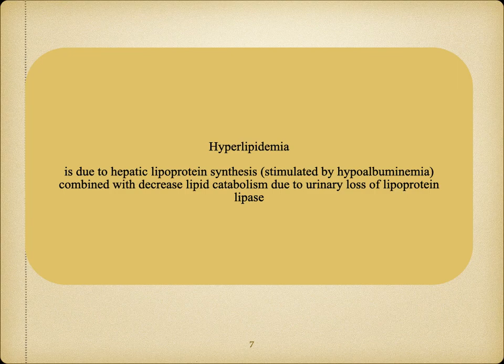Hyperlipidemia. There are several alterations in the lipid profile in children with nephrotic syndrome. For example, there will be an increase in cholesterol, triglyceride, low-density lipoprotein, and very low-density lipoprotein. The hyperlipidemia is thought to be due to an increase in hepatic lipoprotein synthesis, which is stimulated by the presence of hypoalbuminemia. This is combined with decreased lipid catabolism, which is due to urinary loss of lipoprotein lipase.